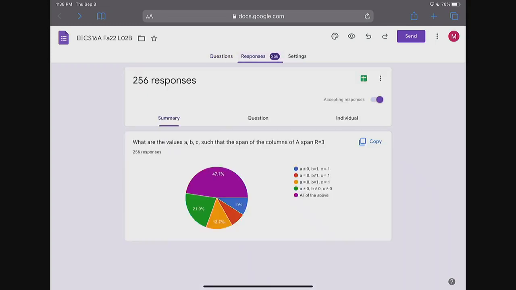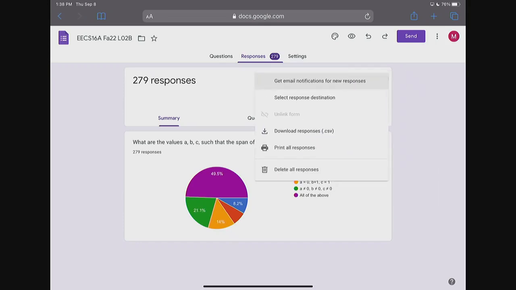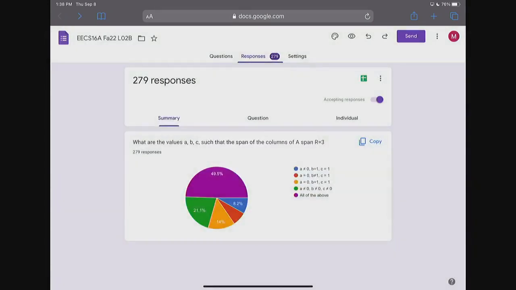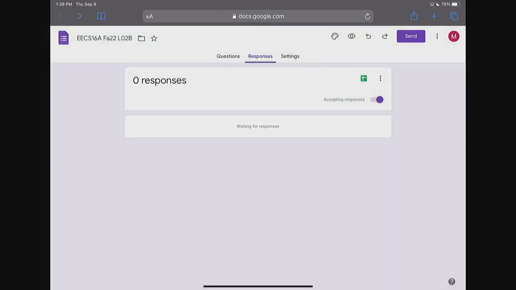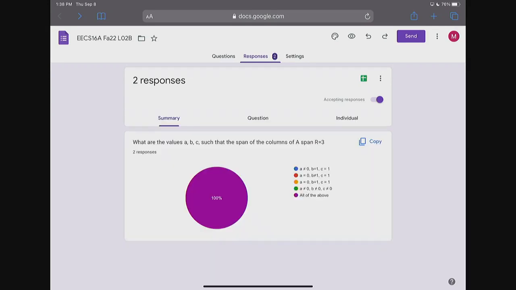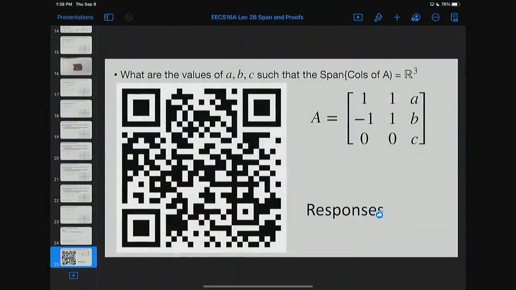And this is the result. Okay, 47% of you say all of the above. Second one is A not 0, B not 0, and C not 0. All right, I'm going to erase this and now discuss. Discuss between you, argue.